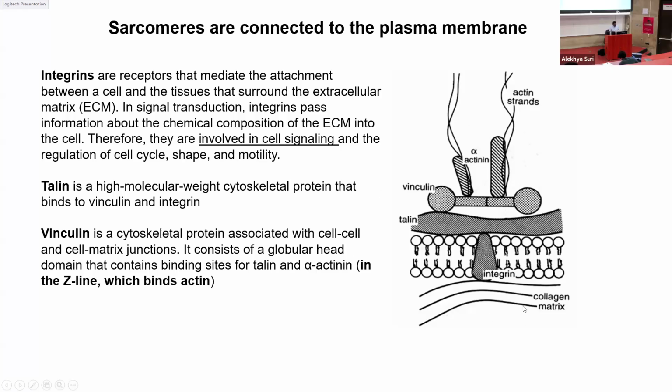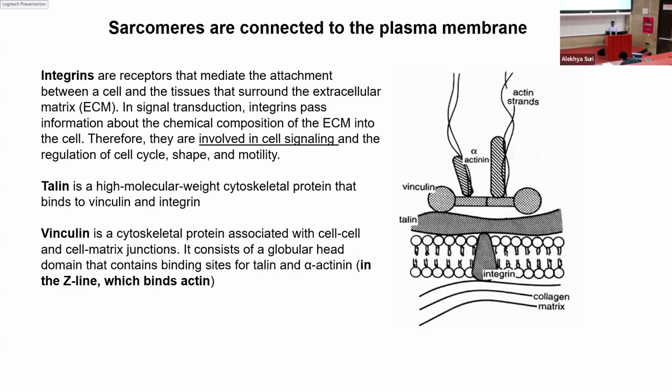So the integrin is a transmembrane protein. At one end, it communicates with the extracellular matrix through the collagen, and at the other end, it interacts with talin, which is a cytoskeletal protein, and then talin interacts with vinculin. Vinculin has a globular head and a tail region, and the globular head interacts with talin, and the tail is interacting with alpha actinin. The alpha actinin then communicates with the actin.